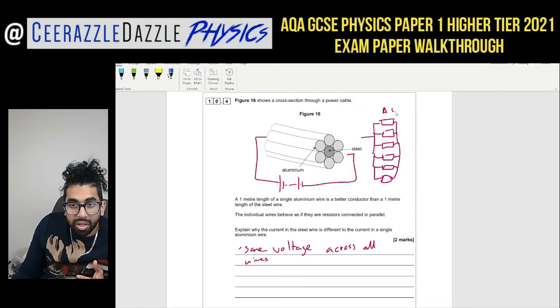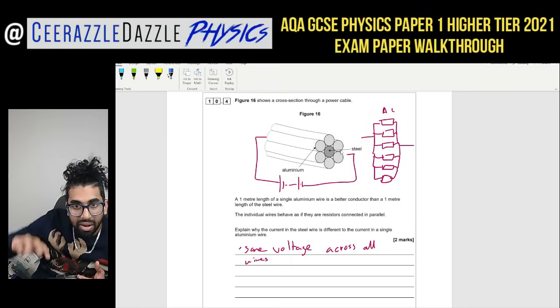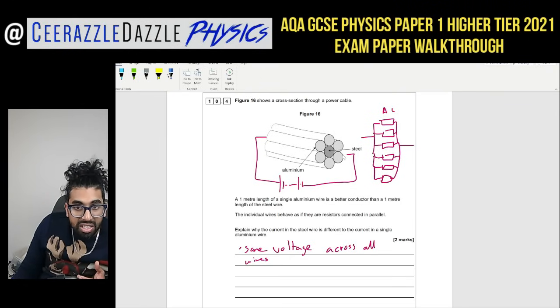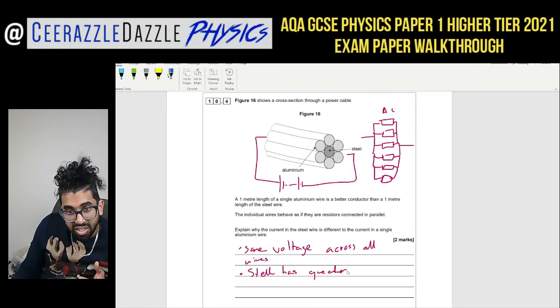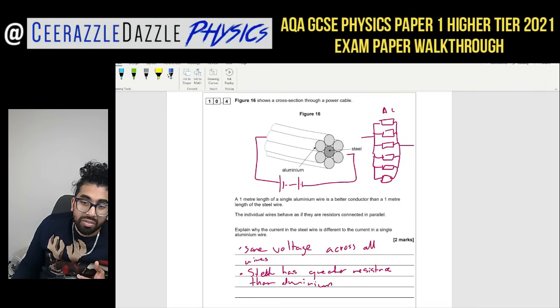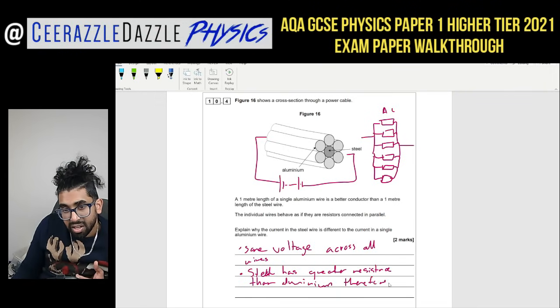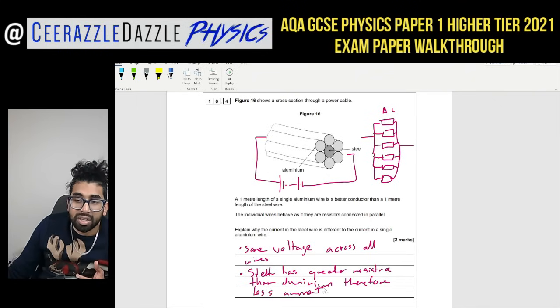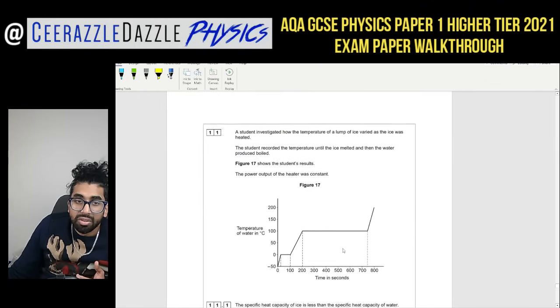This is the aluminium one over here, which is easy to pass through when they're connected in parallel. So the resistance of the aluminium ones is less than the steel. And by converse statement, you can say that the steel has a greater resistance than the aluminium. And obviously, if it has greater resistance, it therefore has less current. Okay, now scrolling down is going to be question 11.